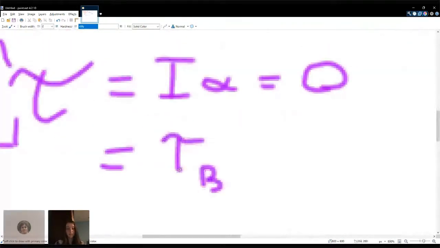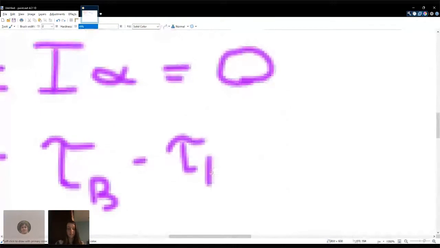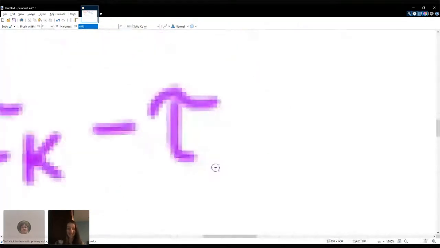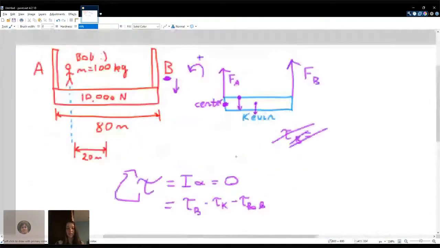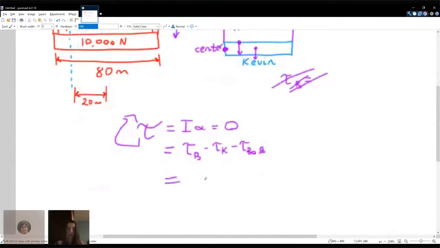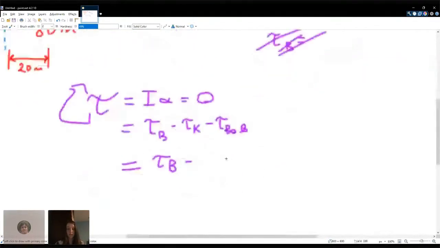From B, that's a positive quantity because it's in the positive direction, minus the torque from Kevin, minus the torque from Bob. Oh, that's a good equilibrium statement. I didn't even think about making that. Yeah, because we do know the bridge is in equilibrium. It's not rotating either side. So once we have that, the torque of Bob is 20,000 Newton meters clockwise, or in the negative direction. We should probably explain that.